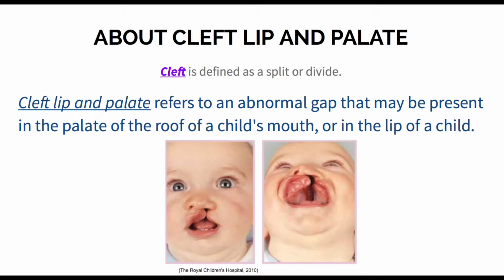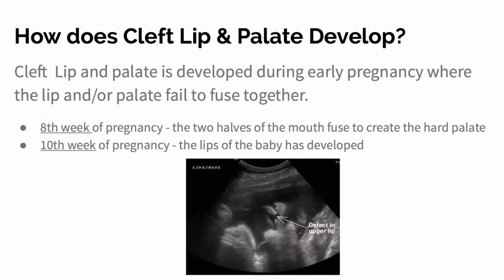Throughout this presentation, we will be referring to the word cleft in regard to the diagnosis of cleft lip and palate. This term is defined as a split or divide. Therefore, a cleft lip and palate is an abnormal gap that may be present in the palate of the roof of the child's mouth or in the lip of the child.